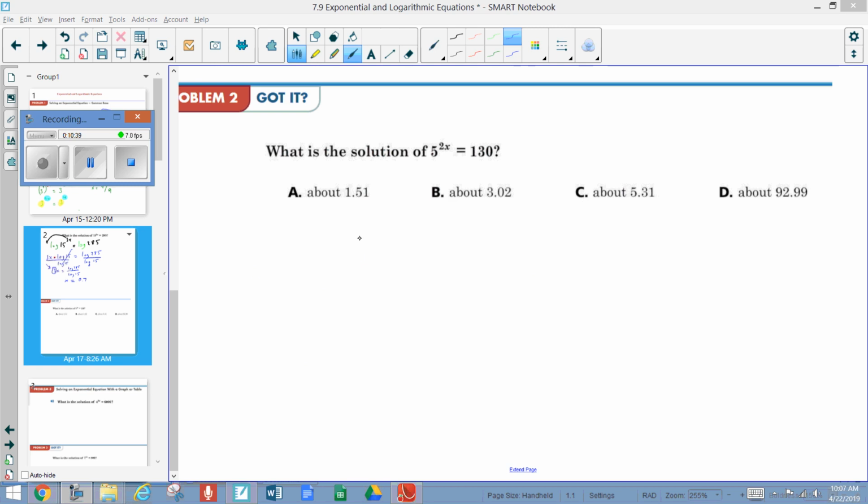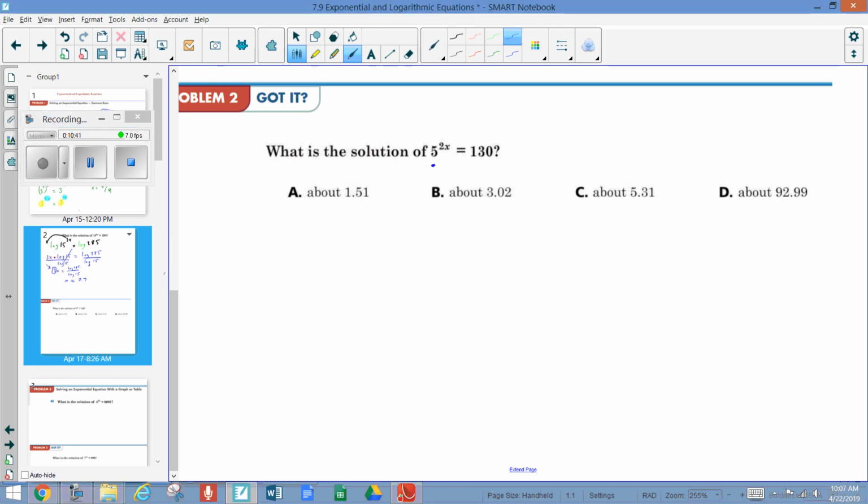Okay, so we're going to do the same thing. The bases are different. One of them is 5, another is 130. You cannot put them in the same base. So in this case, I'm going to add ln, not logarithm. So ln 5 to the power of 2x is equal to ln 130.